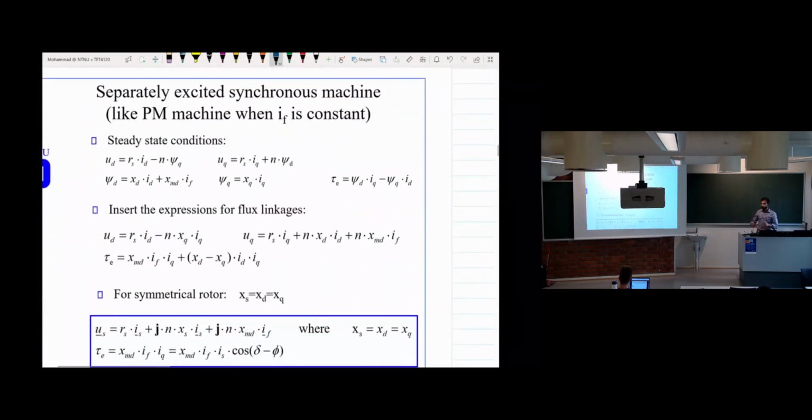We usually have two different controls. One is called cos phi control, and another is psi control. I'll discuss these two controls.